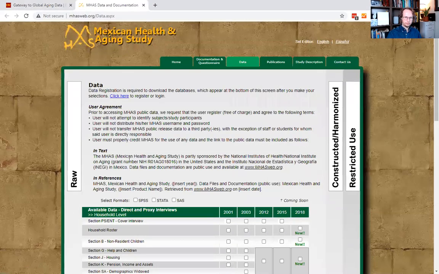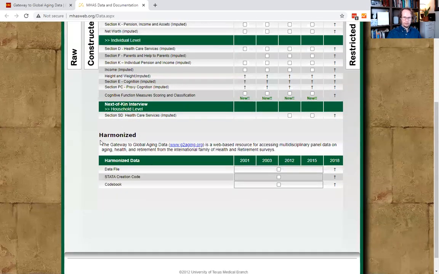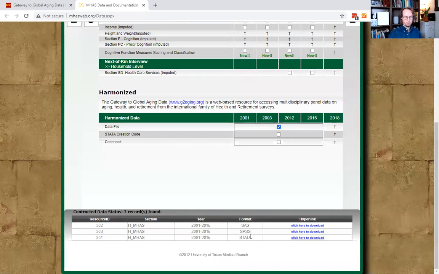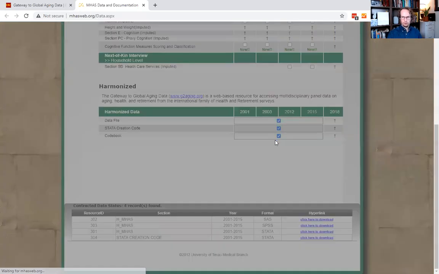So if you click on here, you can see that on the MHAS website, they have a tab for data, they have raw data, and they also have constructed or harmonized data. And here you can see below, you can download the harmonized data sets. So that's the data file, and that's distributed in SAS, SPSS, or Stata format. We also provide the creation code, so you can have the exact code that we use to build this data set. And again, if you wanted to see exactly what coding we used, or maybe you disagree with our assumptions, but you wanted to start with our code, you could use that. And then you could also download the codebook here.